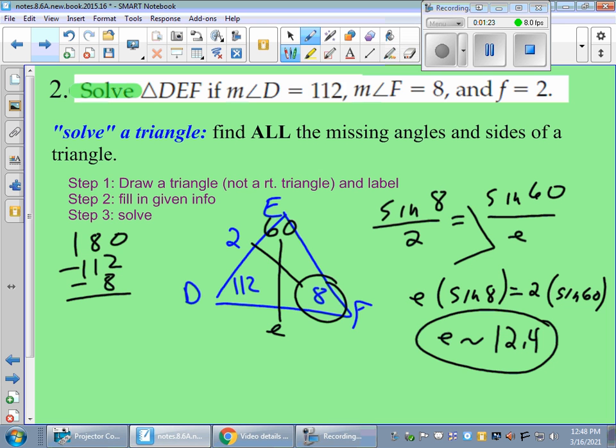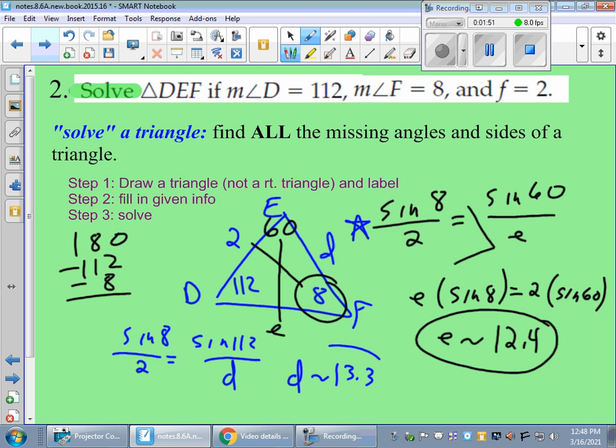So we found all 3 angles. We found 2 sides. Cannot use Pythagorean theorem here. So if you think you can to find the third side, you can't. Still have to use law of sines. So we're going to start with the reference that we already had. So again, sine of 8 over 2 equals, now we want the sine of 112, and that's going to be over the lowercase d. So again, there you go, cross multiply and solve. D should be about 13.3. So that's solving. You have all 3 angles and 3 sides.